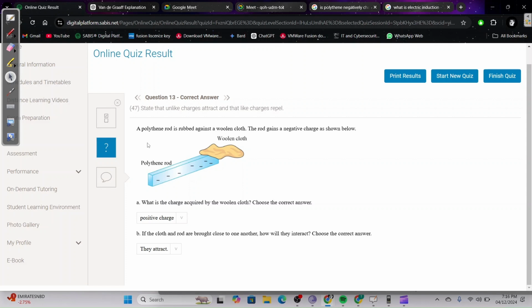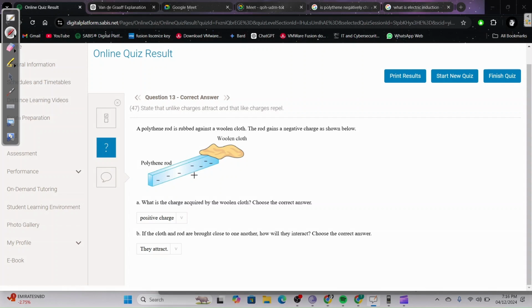What is the charge acquired by the woolen cloth? Since the cloth lost electrons to the polyethylene rod, keep in mind again, polythene once it's rubbed is going to be negative. So whatever is left here is obviously positive. The cloth gave its electrons, that's negatively charged particles, to the polythene rod, so this only has positive charges, so it's going to be positively charged.